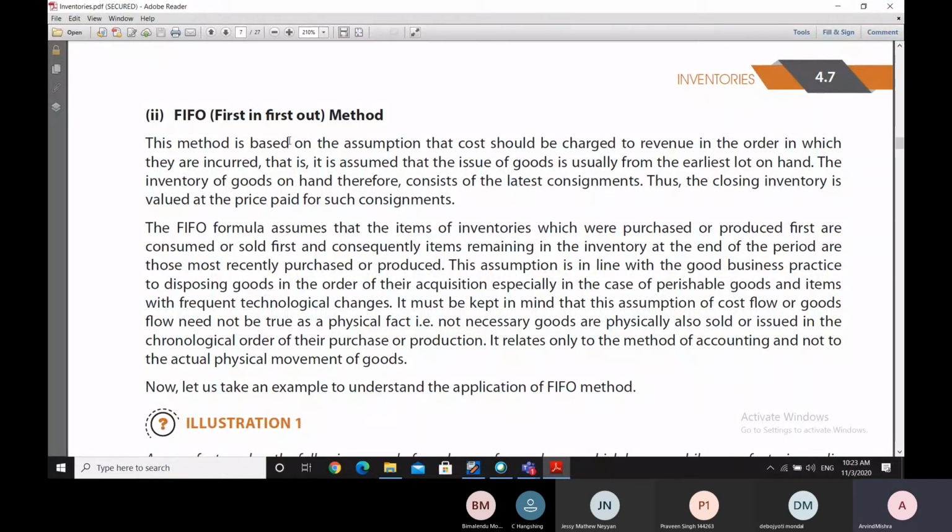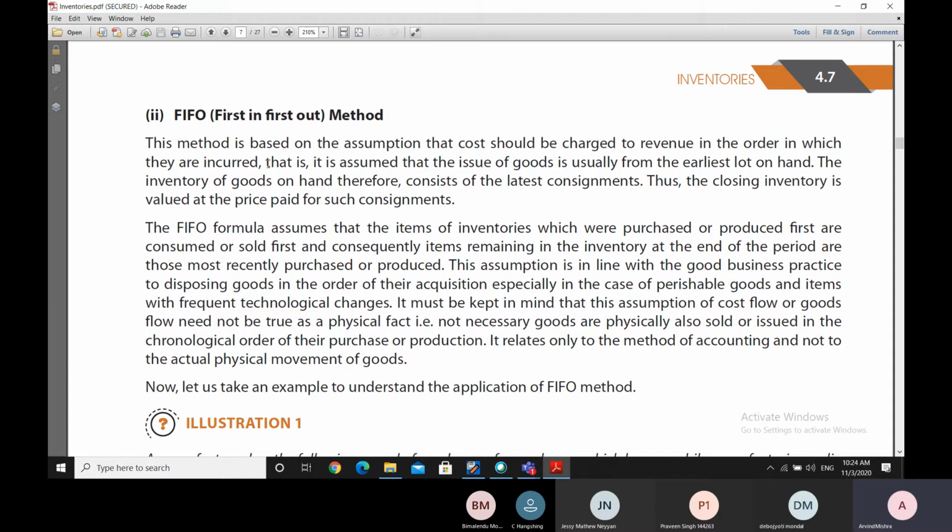Under the FIFO method, there is an assumption that we make, and the assumption is that the cost should be charged to revenue in the order in which they are incurred, which means that whatever cost is incurred first should be charged to revenue first. When any item is sold, we have to take that whatever item was brought in first is being sold.